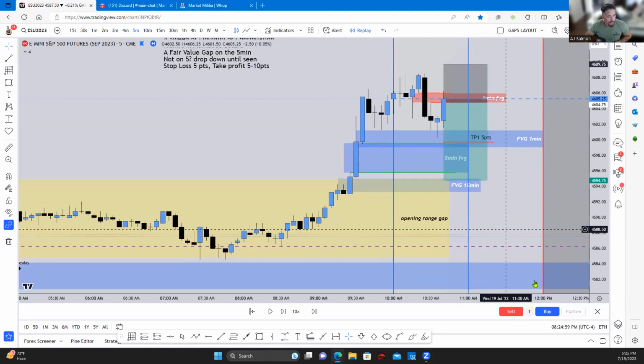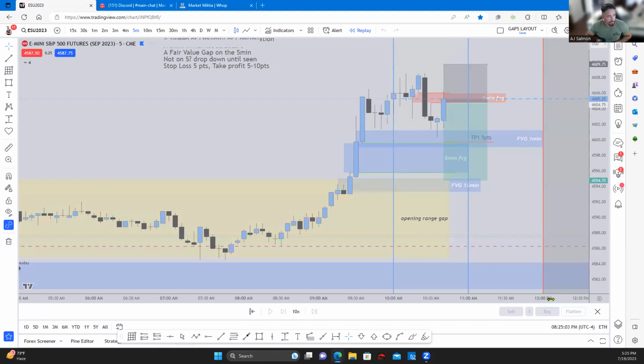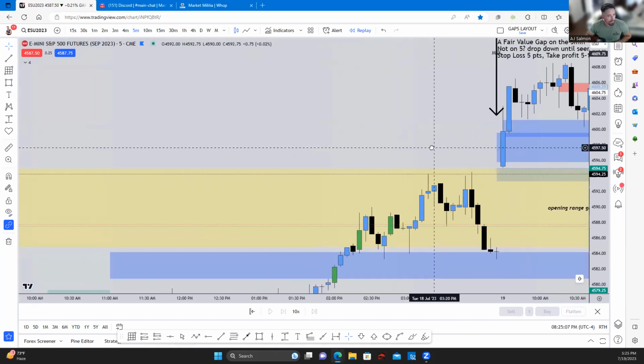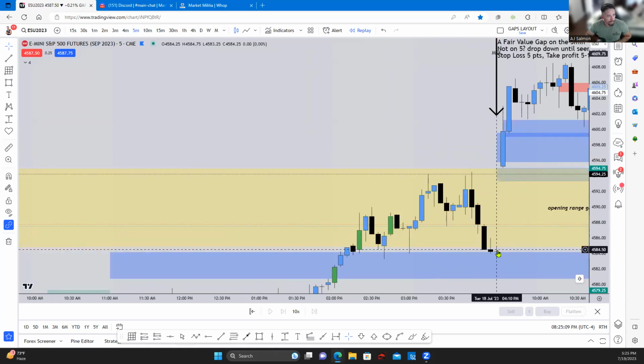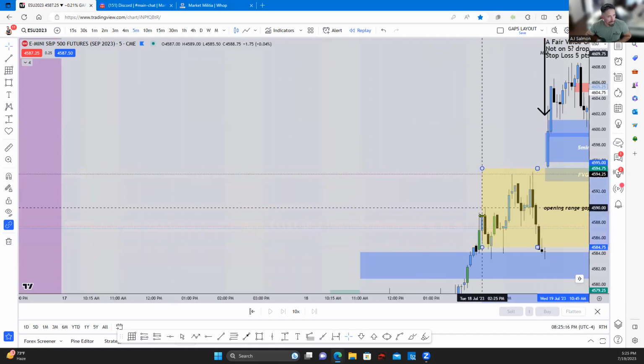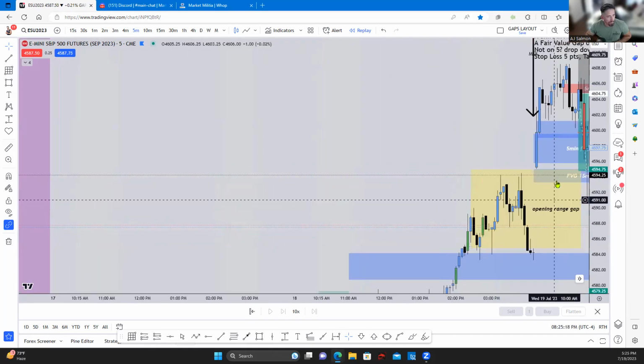Now, if you toggle on regular trading hours here, we can see that here overnight we gapped up. Okay. So that's what this gap is. That's what this yellow box is. Okay. This is our opening range gap.